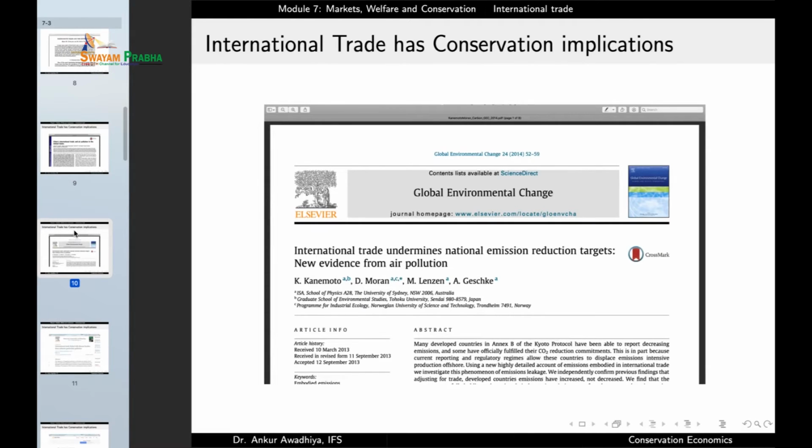Then we have the argument that international trade undermines national emission reduction targets. Every country these days has certain national emission control targets, which means that every country is trying to cap the amount of greenhouse gases that it is emitting. But international trade is undermining that effort because certain countries are producing greenhouse gases to such a large extent that these national targets are not being fulfilled.